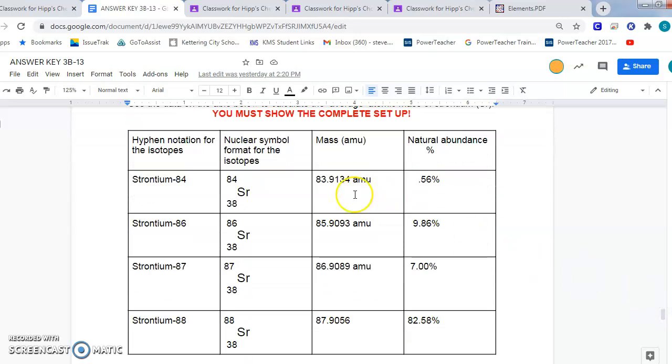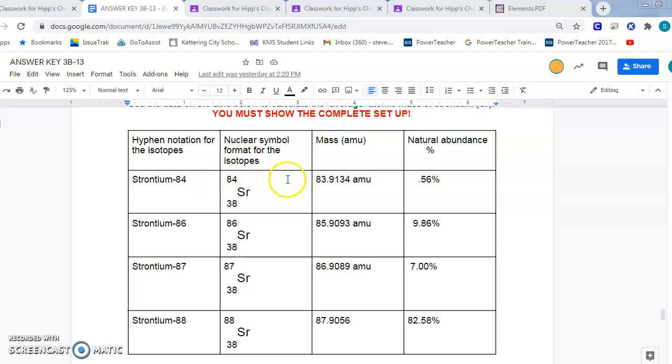So on this problem, they've given us 4 isotopes of strontium: 84, 86, 87, and 88. Here are the nuclear symbols. Notice the nuclear symbols all have the same symbol and atomic number. Where they are different is in mass numbers. This one's mass number is 84, this one's 86, this one's 87, this one's 88. So they differ in numbers of neutrons. Here are the masses of the different isotopes.